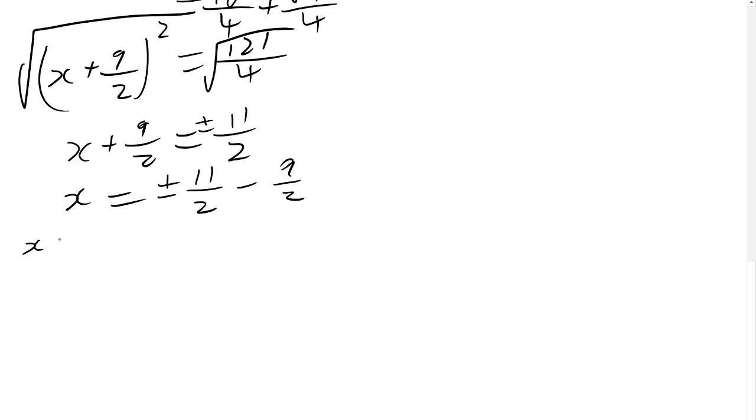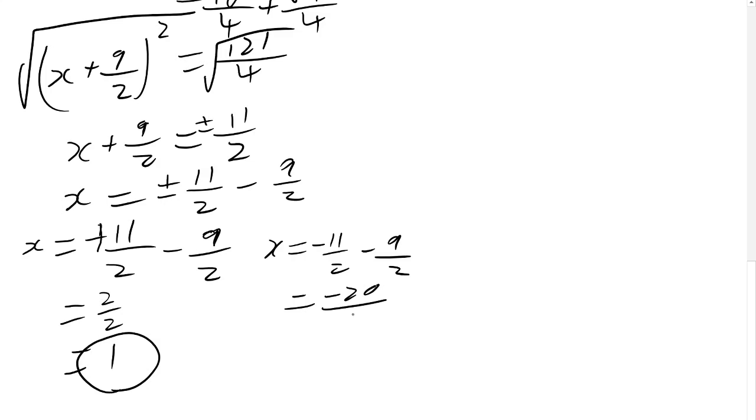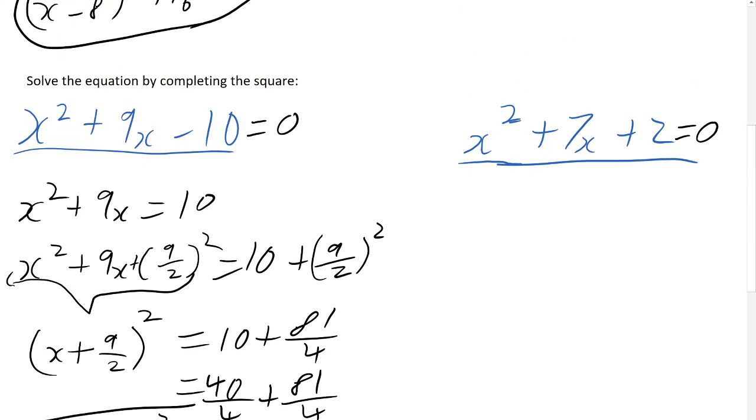If 11 over 2 is positive, plus 11 over 2 minus 9 over 2. 11 minus 9 is 2, so it's 2 over 2 equals 1. There's our first answer. Next one, x equals negative 11 over 2 minus 9 over 2. Negative 11 minus 9 is negative 20 divided by 2, which is equal to negative 10. And those are the two answers for this equation.